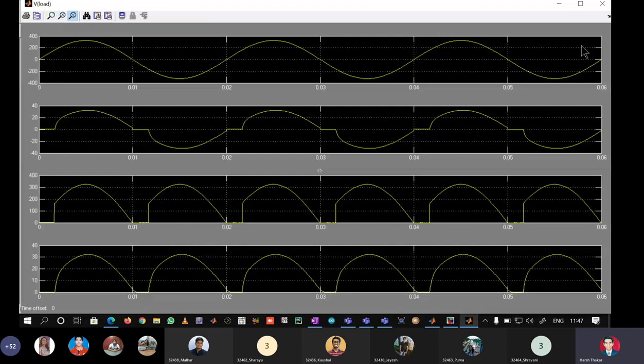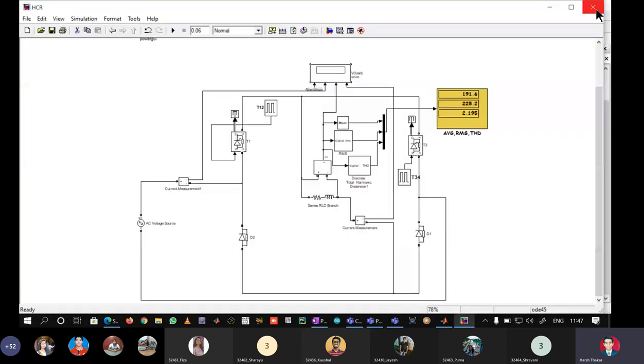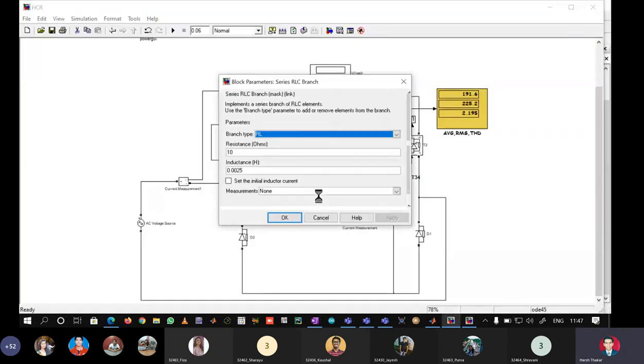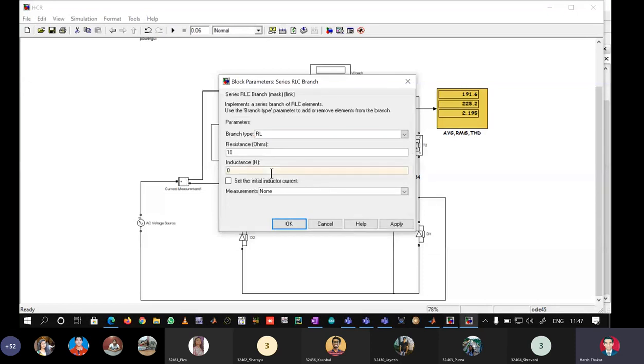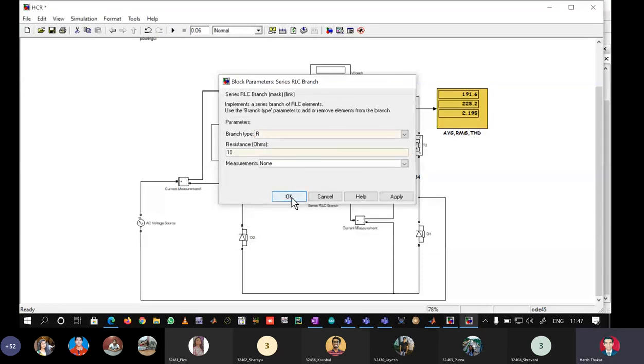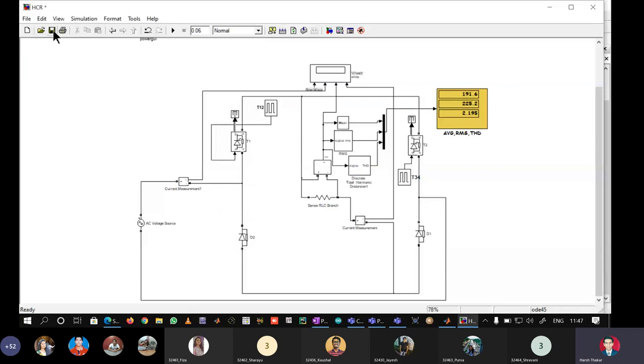Okay, now there is some kind of a charging which is visible here. See, that will also go if I make the inductance 0. Double click, just set it to 0. Apply, it becomes resistive now.